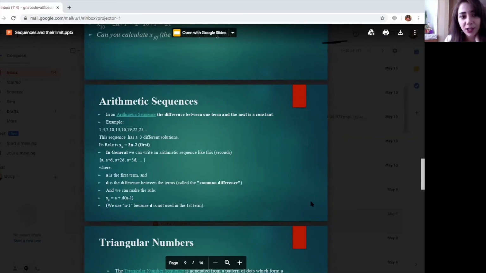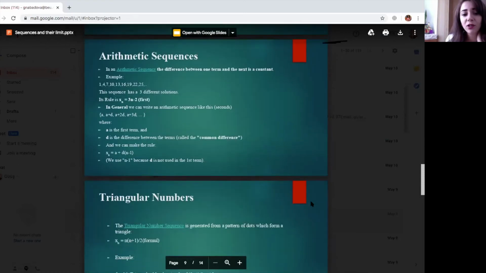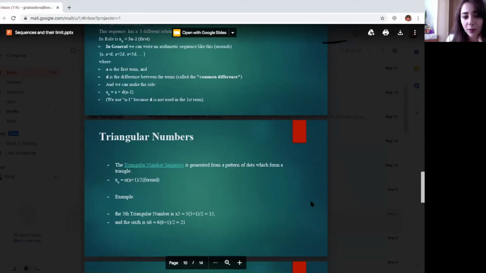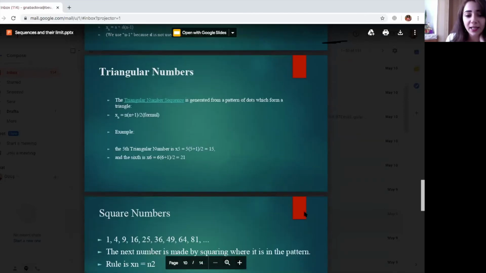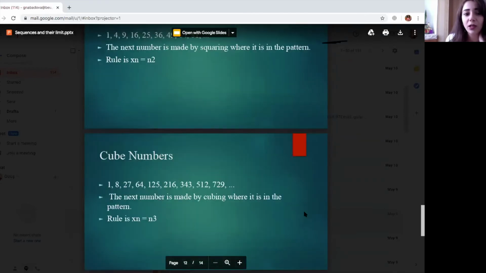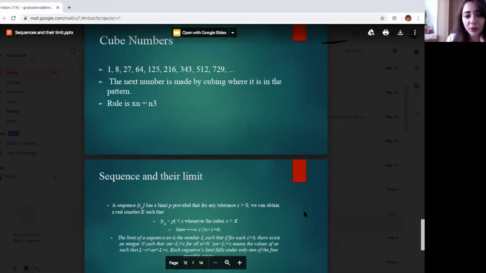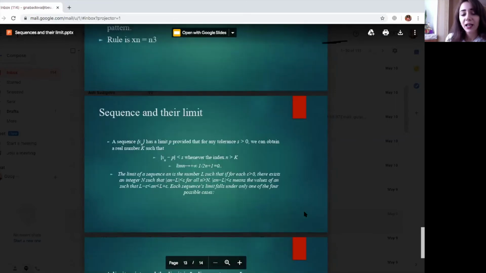Let me continue. Arithmetic sequences, you talked about triangle numbers. The triangle number sequence is generated from a pattern of dots which form a triangle. Great, you gave an example and you talked about square numbers, cube numbers. And Tuncay, please read the sequence and their limit, and then we finish your presentation.